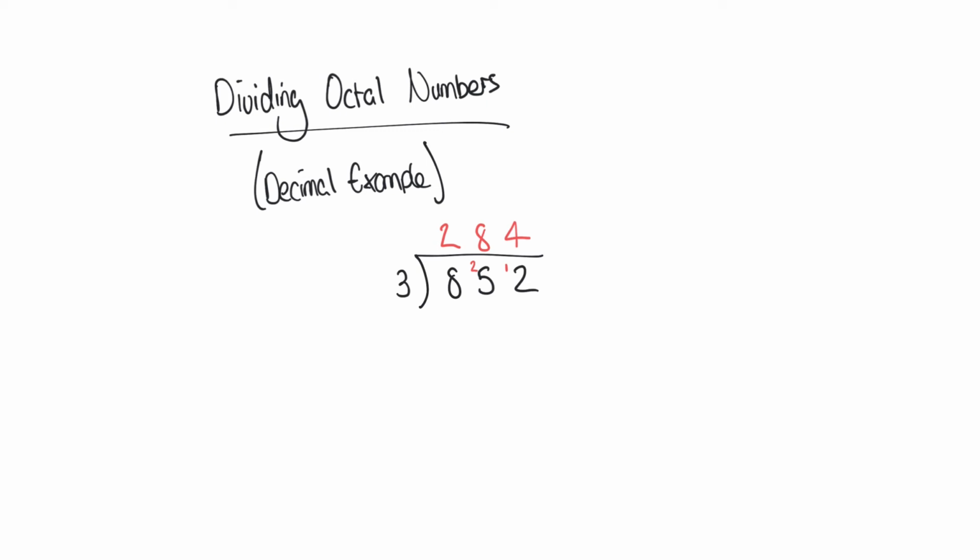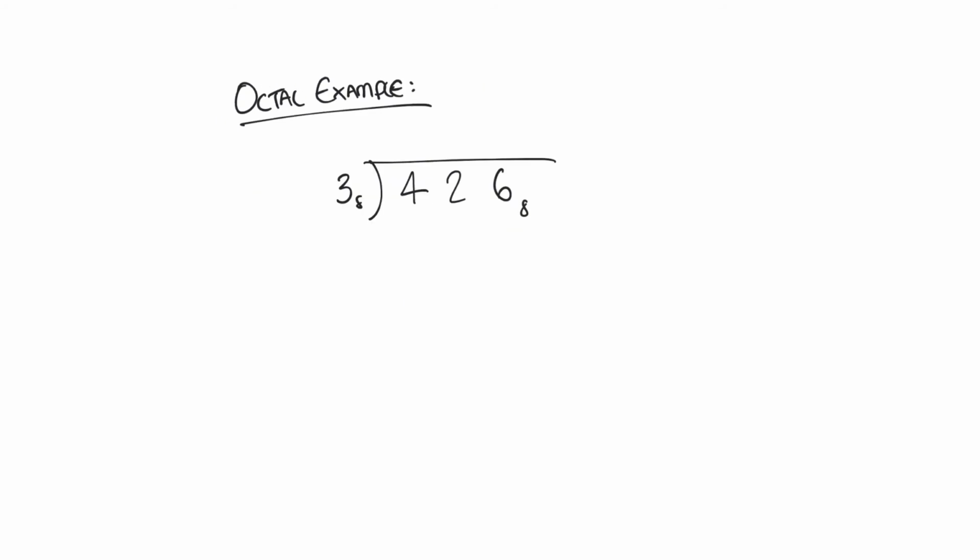So again, apologies if that is more than familiar to you, but we're going to use a very similar method when it comes to octal numbers. But again, we have to remember that the base of our numbers in the decimal example is 10, but the base of our numbers in the octal example that we're going to see in just a second is going to be 8, and that's going to have a slightly different effect on this method as we see it here. So here we have an octal example. We're dividing the number 426 by 3.